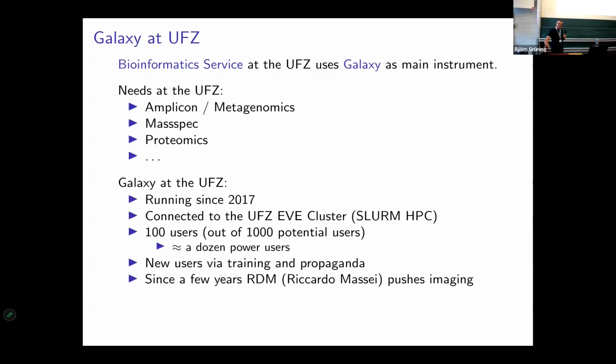So we have a local Galaxy instance, which is running since around 2017, which is connected to a local Slurm HPC with approximately 4,000 cores. At the moment, we have approximately 100 users. I always see the whole center as potential users, so I'm not there yet. But I try to get more users. Actually, I had more users, so I'm probably one of the few instances that sometimes also loses users, because we are also a high throughput institute in terms of users, so users leave the UFZ.